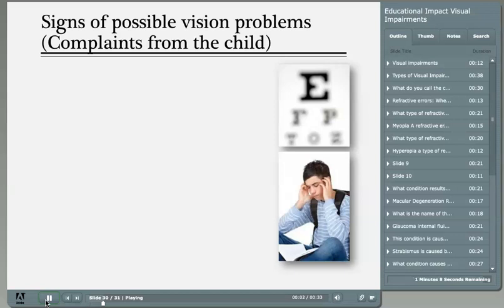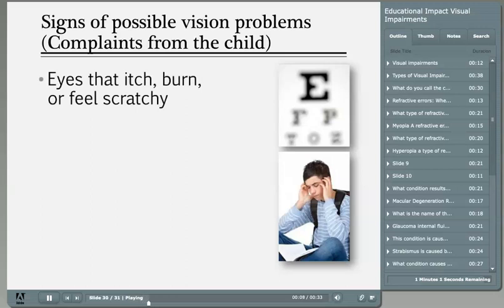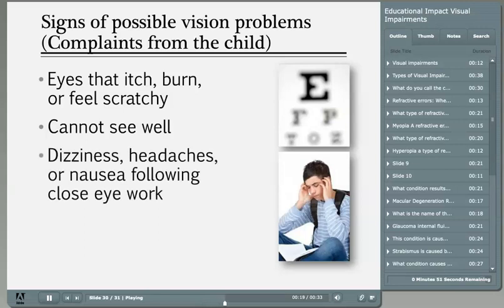Teachers should also pay attention to complaints. If a child complains regularly that their eyes burn, itch or feel scratchy, or complain that they can't see well, this could be indicative of a vision problem. Furthermore, if they complain that they're experiencing dizziness, headaches, or nausea, especially after they have just done some close work, this could be another sign. These complaints should not be disregarded. Good teachers know and understand how important vision is to the learning process.